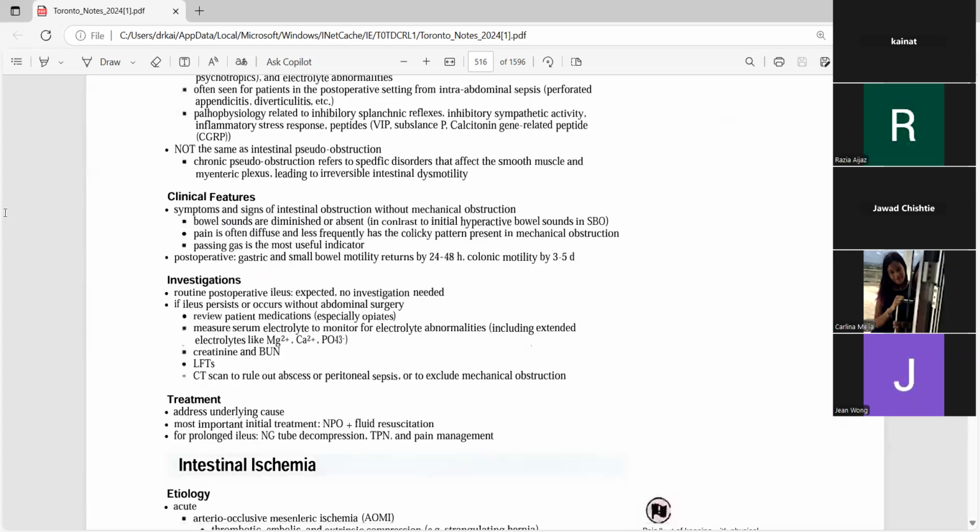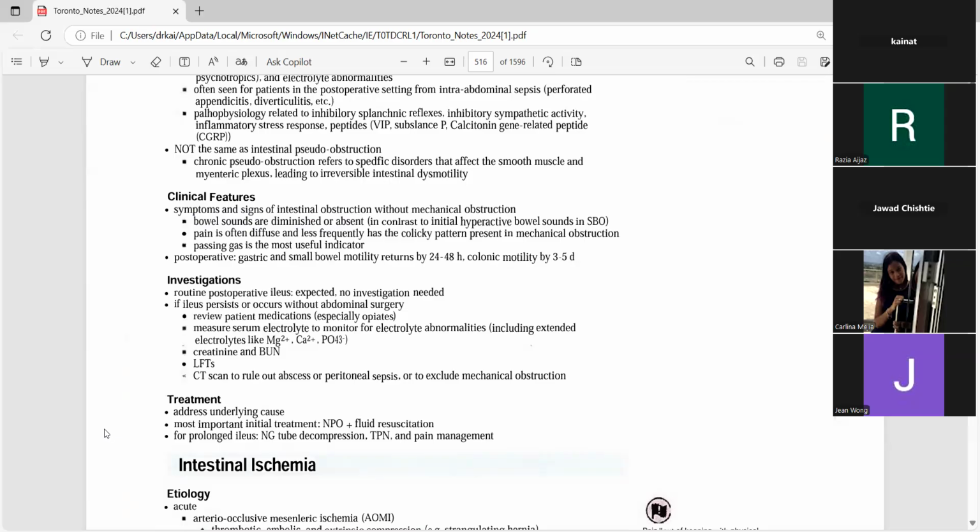Then investigation: same routine, post-operative ileus is expected, no investigation needed. So usually if it's a post-operative one, we don't do anything, no investigation. So you need to be very careful where the answer is no investigation. In those cases, people mess up a lot.